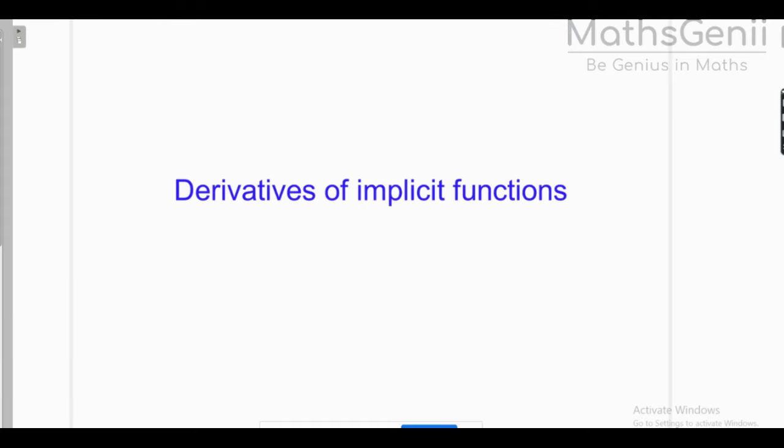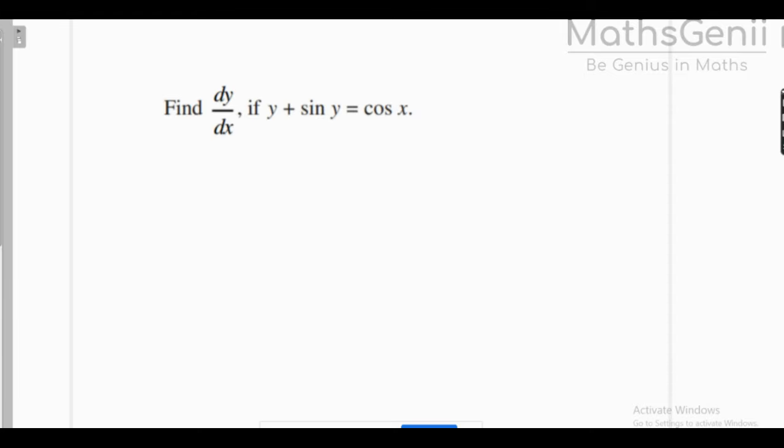Now let's move ahead with derivatives of implicit function. Implicit is you have x also and you have y also. So this is the question. Now, till now, you have never come across sine y. You have always been solving sine x. Sine x derivative is cos x. This is what you've always been doing. So let's just see how to find it out.